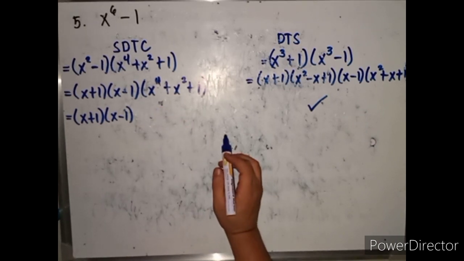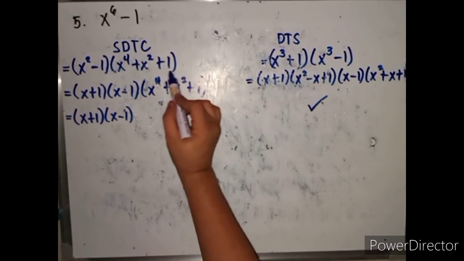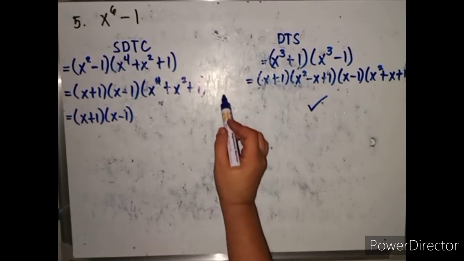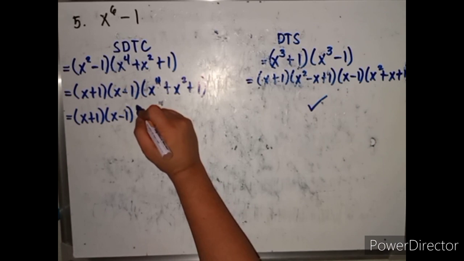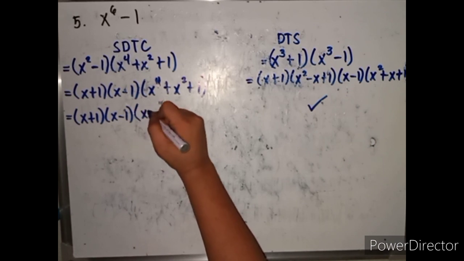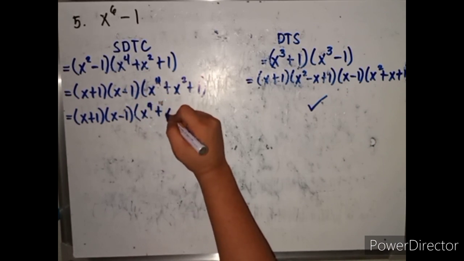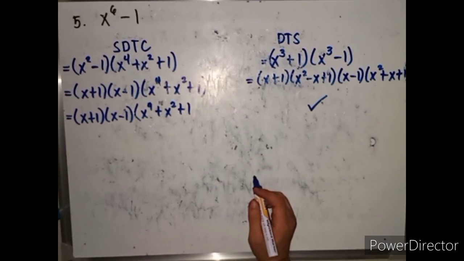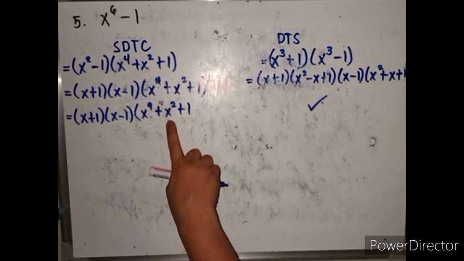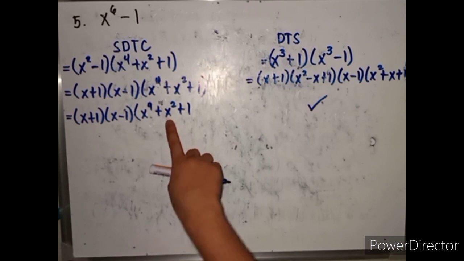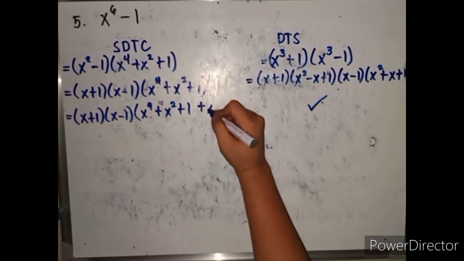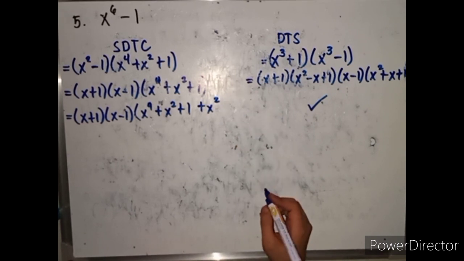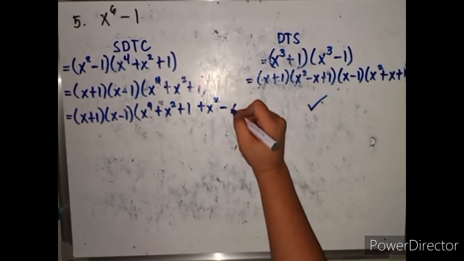Ang magiging target dito, gagawin nyo itong perfect square trinomial. Try nyo itong gawing perfect square trinomial. So, paano magiging perfect square trinomial yan? So, we have x to the 4th plus x squared plus 1. Para maging perfect square trinomial, gawin natin itong 2x squared. So, ang mangyayari, kailangan magdagdag tayo ng x squared. Pero para balance, ibawas din natin yung x squared na yon.